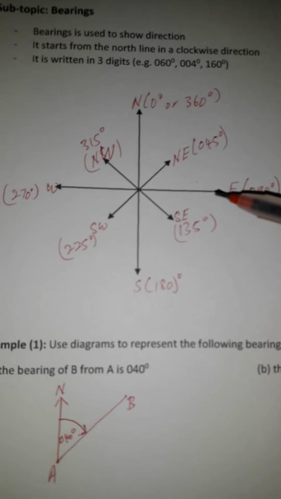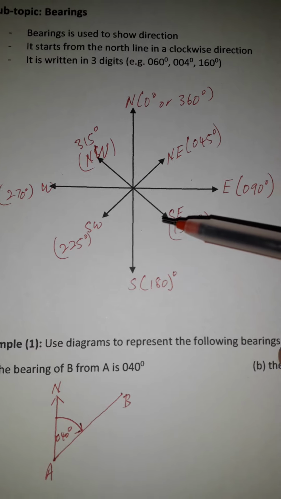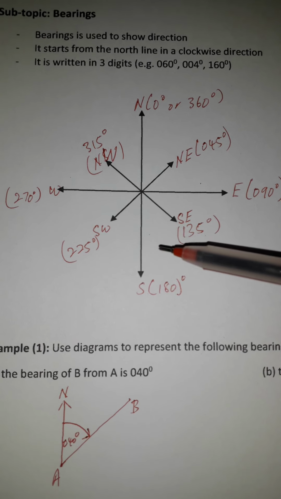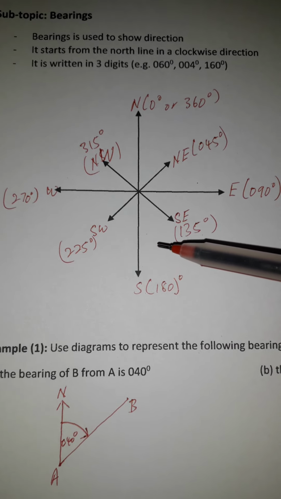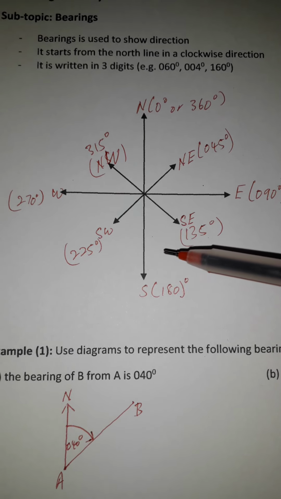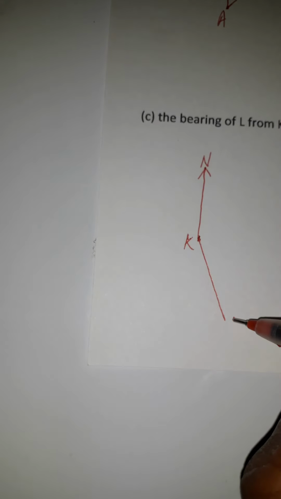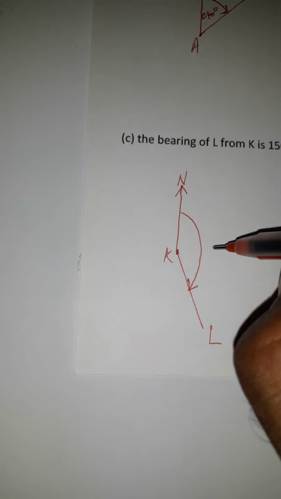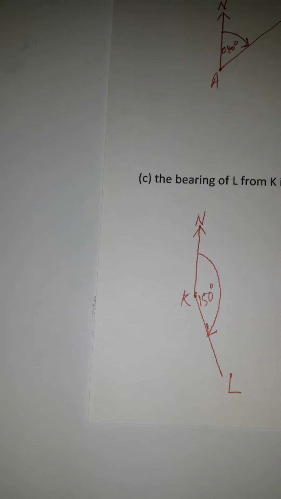Good. So here is 90, 135, 180. So 150 will be within this range, right? So it's very close to a straight line. So it's around here. Good. So here will be L. And we start from the north line in a clockwise direction. If you like, you can label the 150 degrees inside, or you can label it outside. It doesn't matter. So this is 150 degrees.